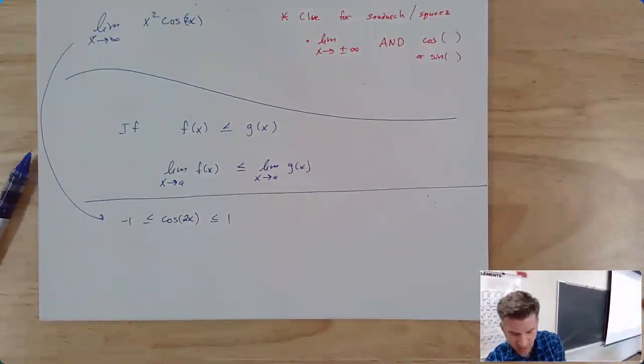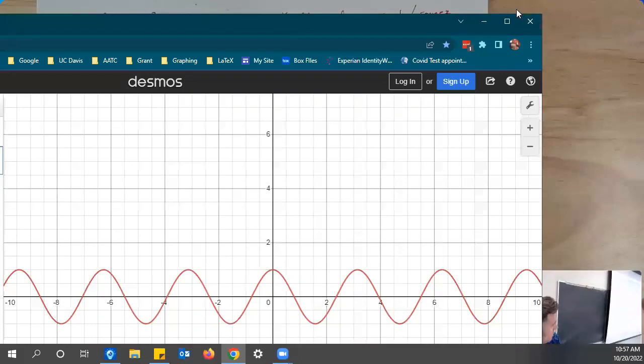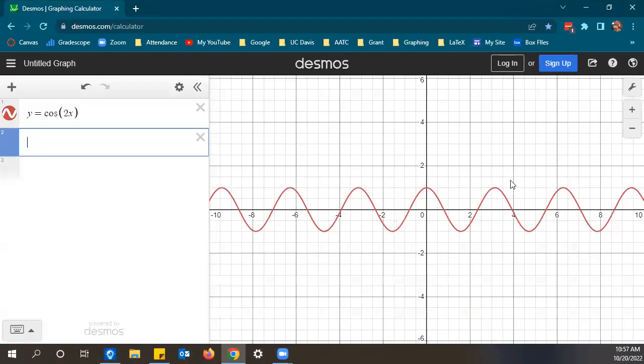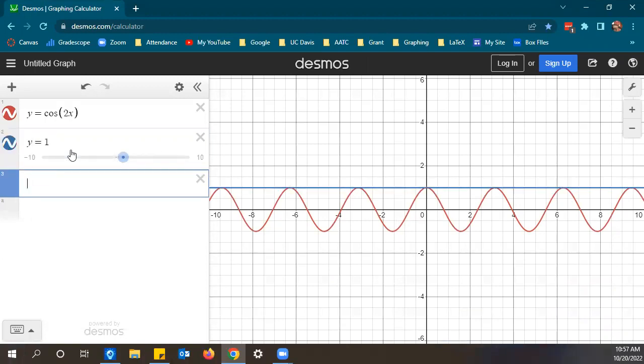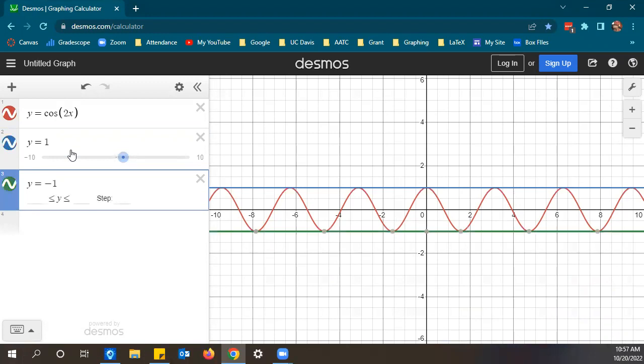In fact, here's some proof to back it up. There's good old cosine 2x, looking just like we thought it should, between 1 and -1. So it's certainly going to be great. Definitely underneath y equal to 1, totally above y equal to -1.